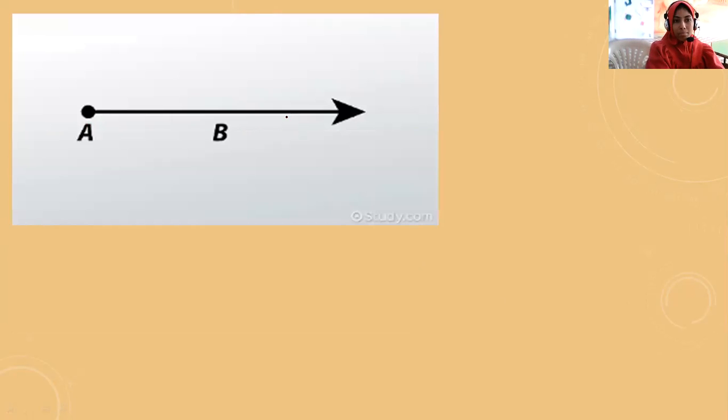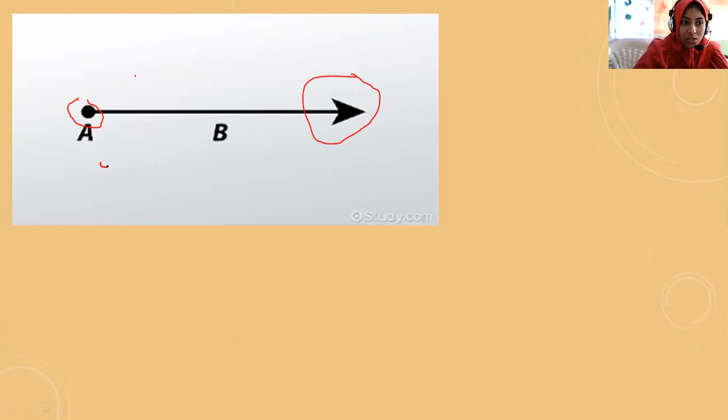Now, this is our second definition, which is of a ray. Okay, a ray starts at one point. A ray always starts with a single point. As you can see here, point A is here, and next to it is the arrow. So this arrow sign denotes that this ray never ends.